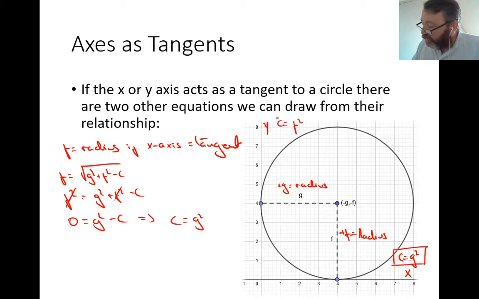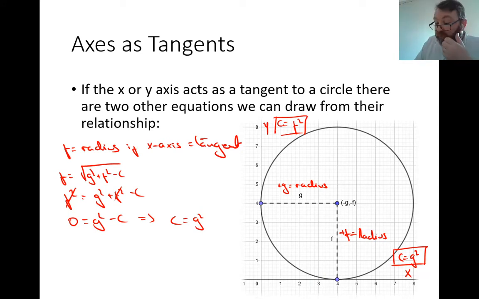Those two deductions are extremely important if the question should ever mention that the x-axis or the y-axis is a tangent. If the y-axis is a tangent, c equals f squared. If the x-axis is a tangent, c equals g squared. Just keep in mind, whatever axis is the tangent, you take the letter that represents that particular axis and you square it. For example, if the x-axis is a tangent, what's the x value of the center? Minus g, square it, g squared. So if the x-axis is a tangent, c equals g squared. If the y-axis is a tangent, c equals f squared.